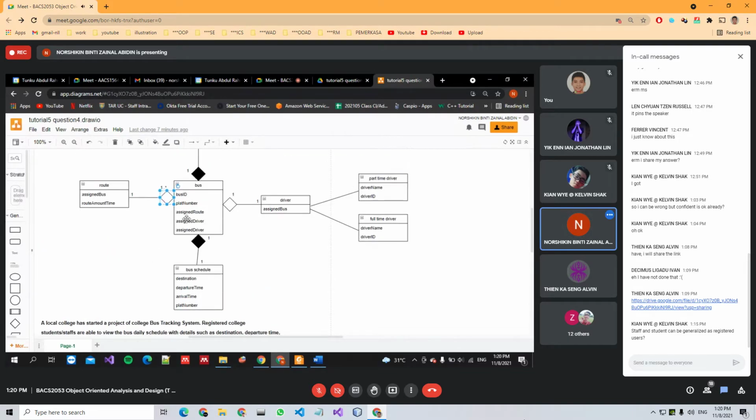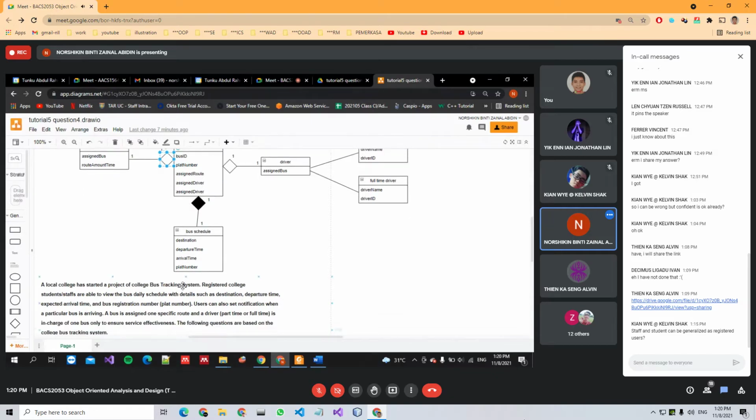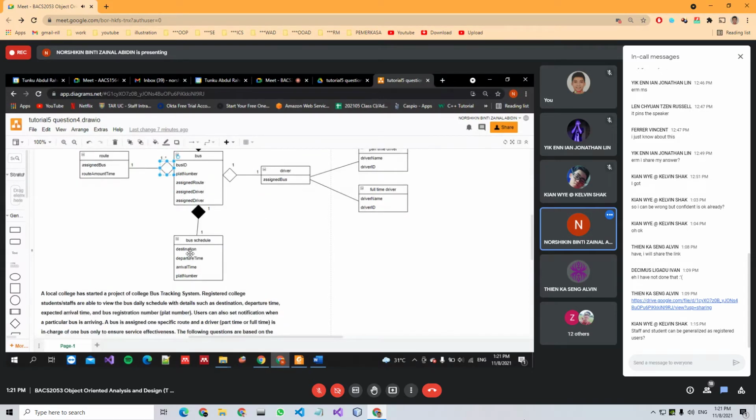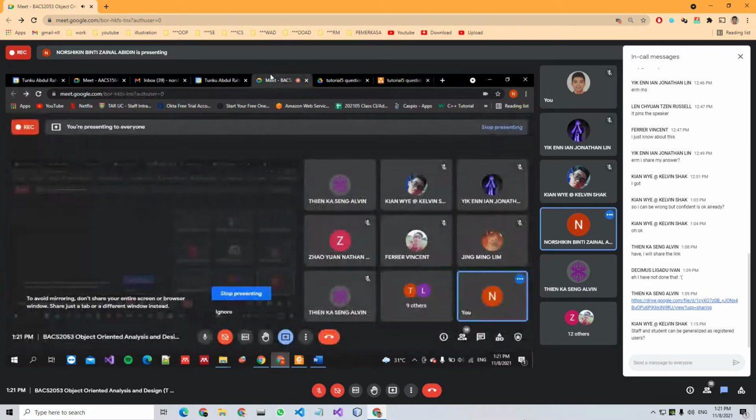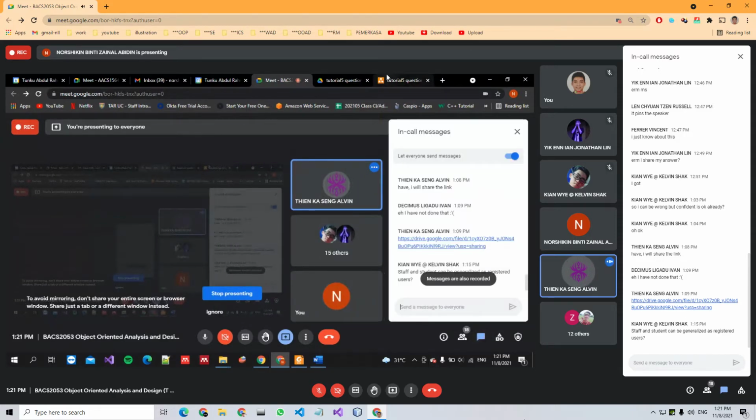So why do you register college to be able to view the bus daily schedule? I have a question. Why do you link this bus schedule to the bus? Because the bus schedule is from the bus.